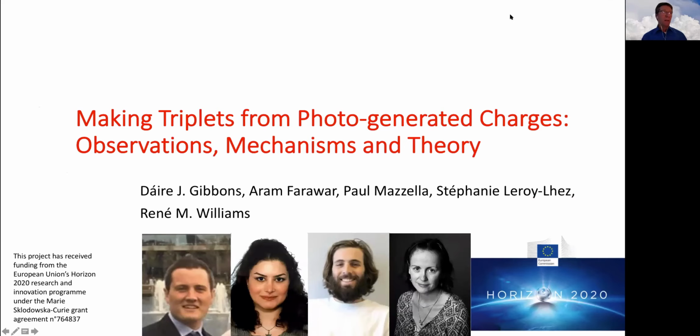And we can correlate this mechanism to what we call the selection rules for triplet state formation, the El-Sayed rules, devised by Mustafa El-Sayed, an Egyptian. So this presentation is based on a tutorial review that was published in 2020 entitled Making Triplets from Photo-Generated Charges: Observations, Mechanisms, and Theory. Today we will discuss triplet formation by charge recombination. We will talk about the observations, the mechanisms, and the theory that is correlated with formation of triplet states.